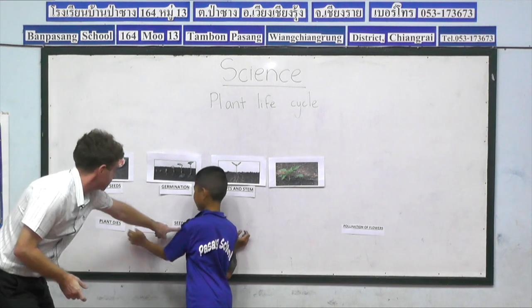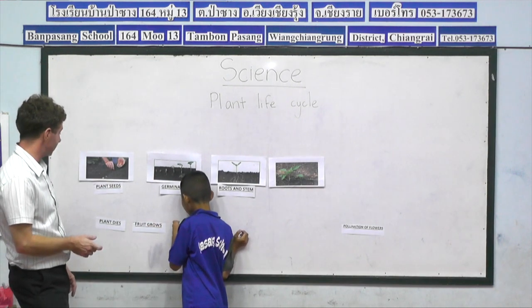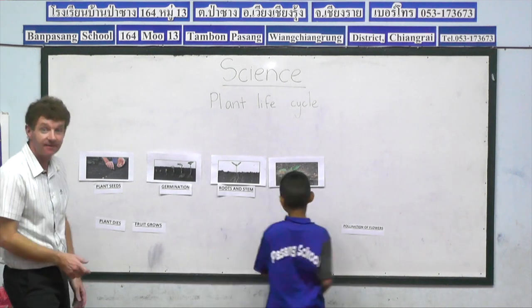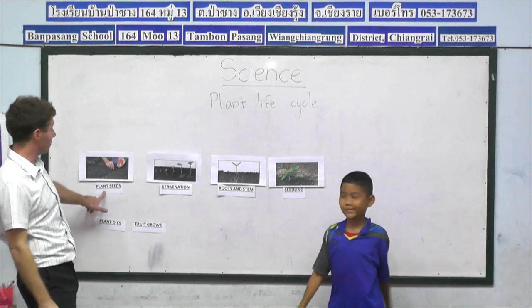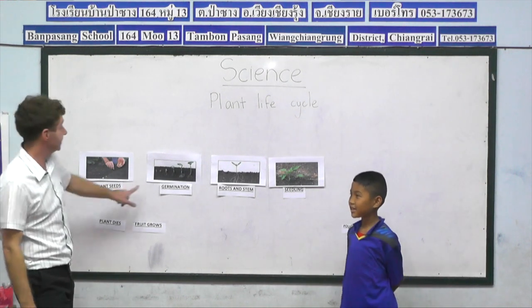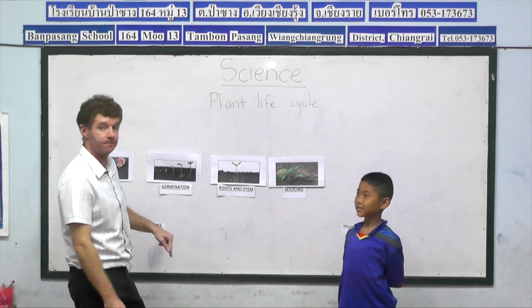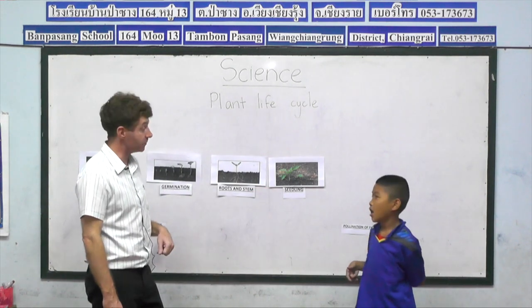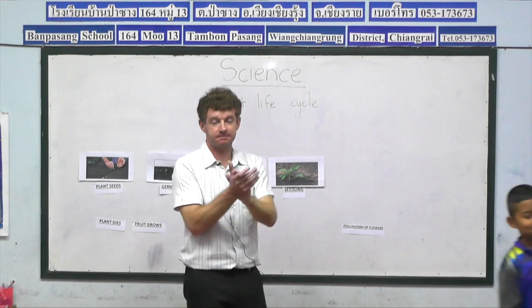Seedling is, here we go. Excellent. So Pangpon can take seedling and place seedling here. Excellent. So far, guys, four stages. Plant seeds, germination, roots and stem, seedling. Pangpon, that was excellent. High five and a big round of applause.